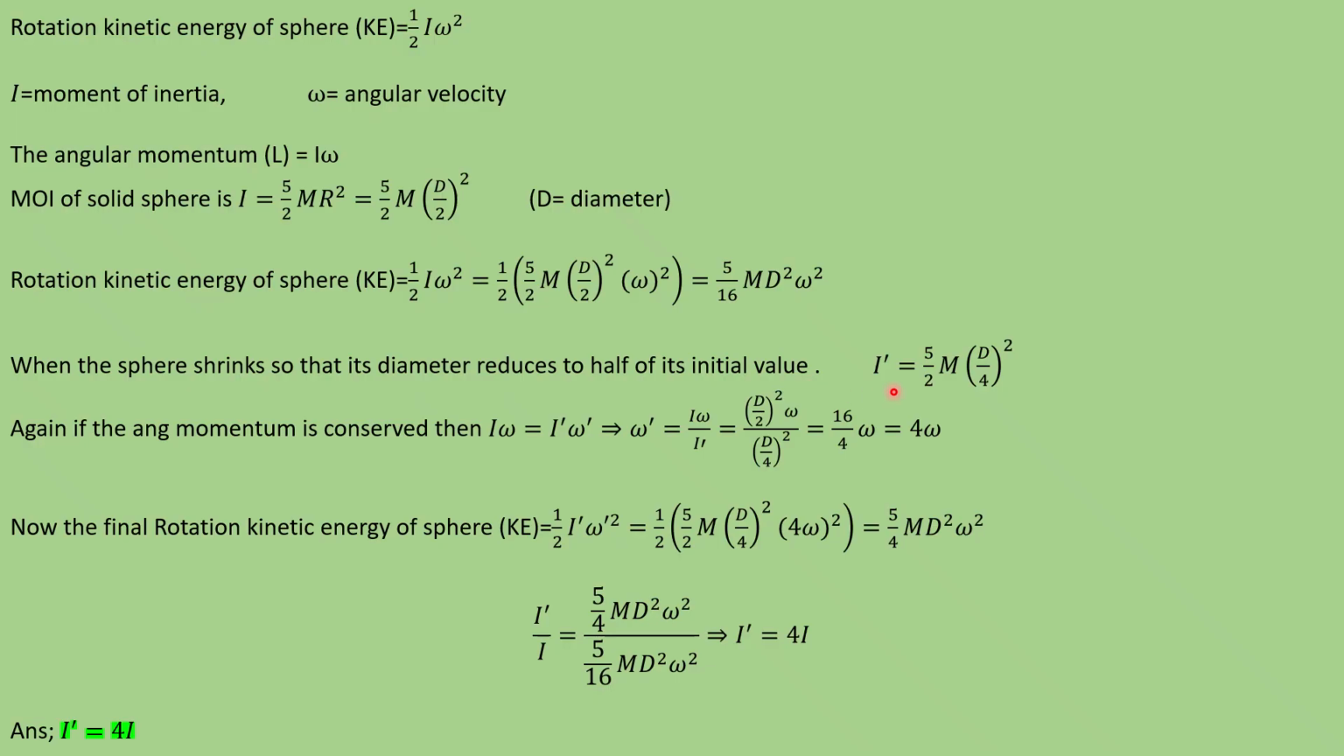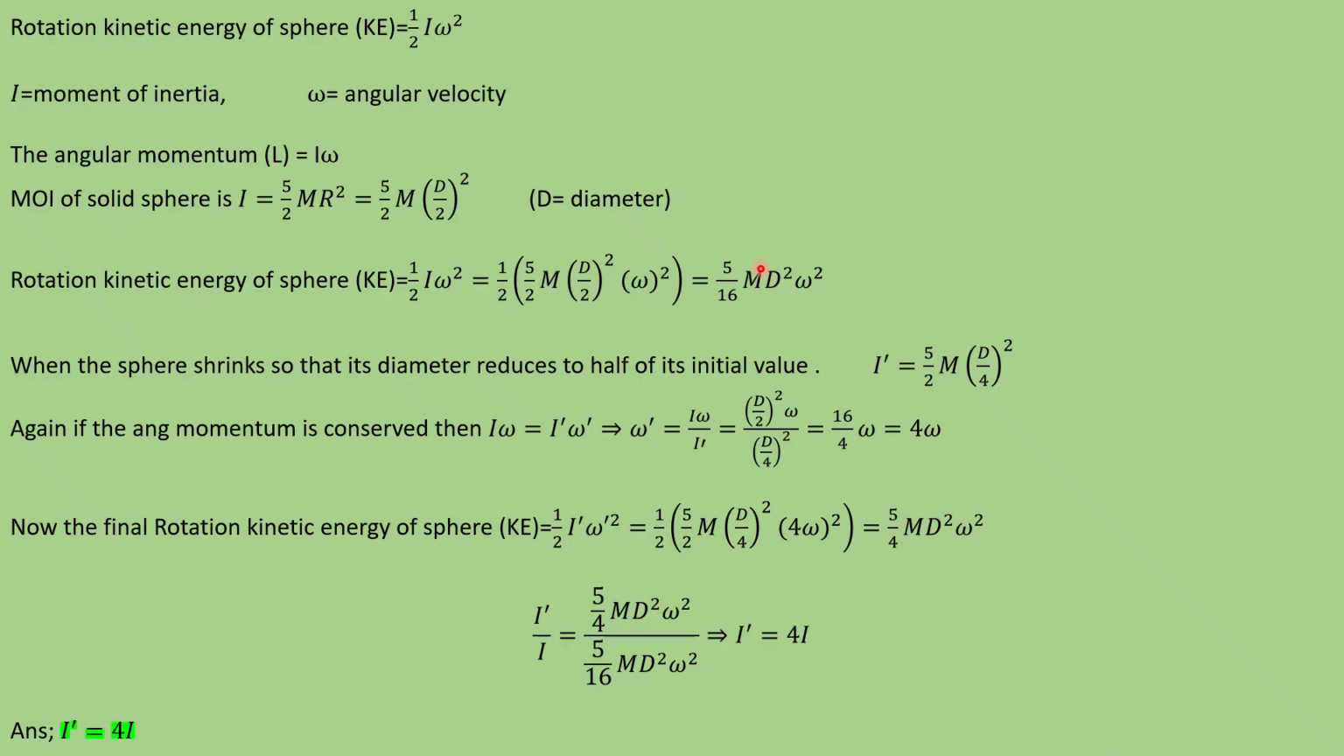Okay, so here what happened? I dash becomes 5 by 2 of m and d by 2 का 2, so d by 4 whole square. And again if the angular momentum is conserved, then I omega will be equal to I dash omega dash, and omega dash, by putting all these values here, we can get as 4 omega. So omega dash equals 4 omega, and now the final rotational kinetic energy of the sphere will become half I dash omega dash square, that is equal to 5 by 4 m d square omega square.